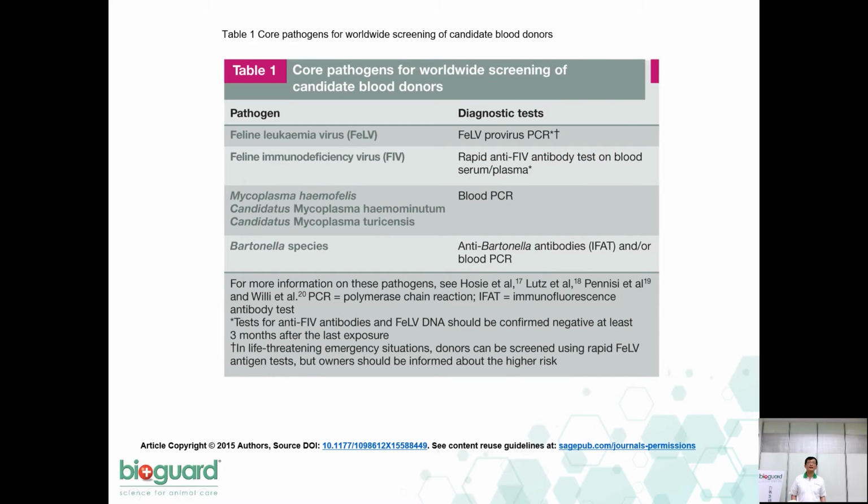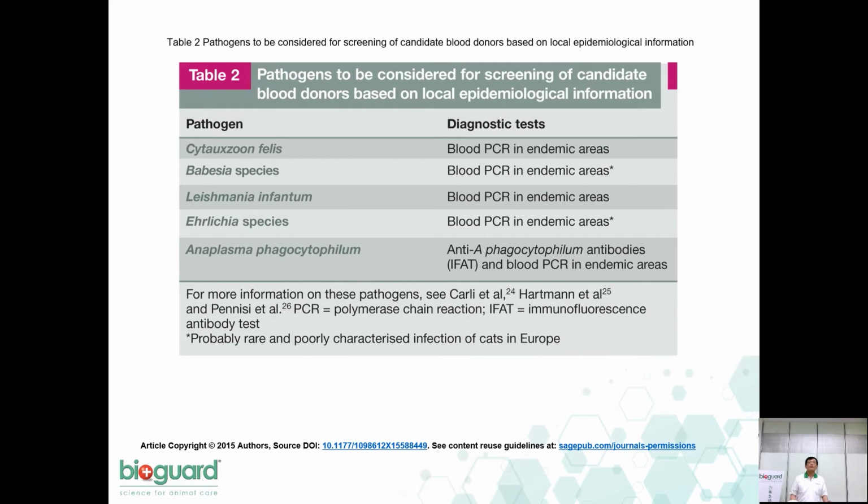Besides the cross-matching test, the ABCD suggests all the cat donors need to be screened for core pathogens like FeLV, FIV, and also Mycoplasma haemofelis and Bartonella. Those are core pathogens that need to be screened for the cat donor. And if a cat is in the endemic areas, then Cytauxzoon felis, Babesia, Leishmania, Rickettsia, Anaplasma are also suggested to be screened. The cat donor needs to be free of those infections.